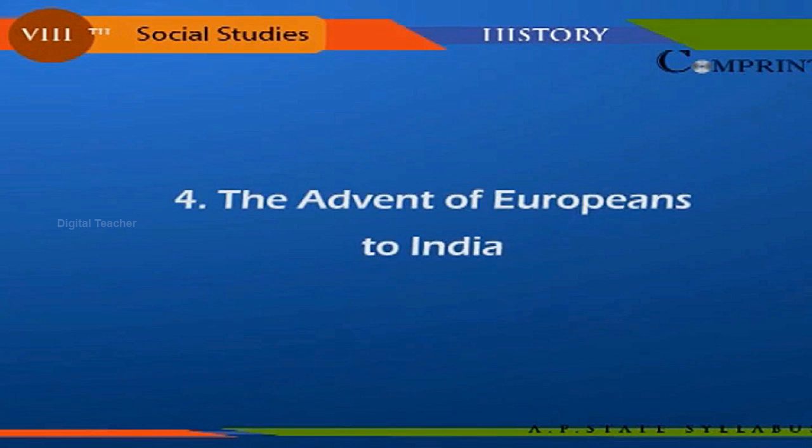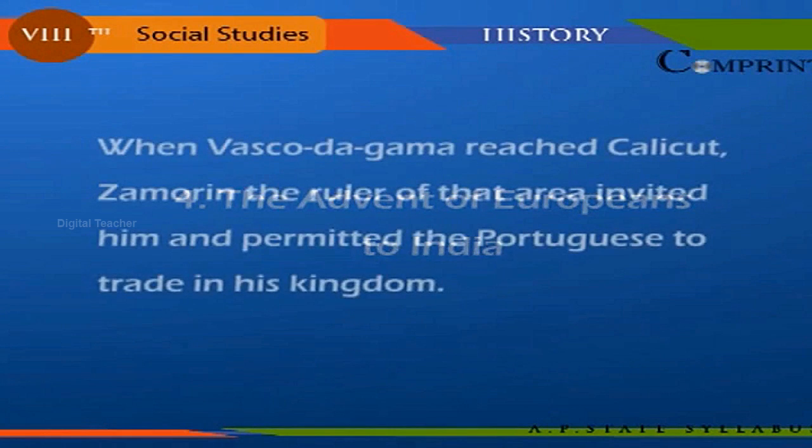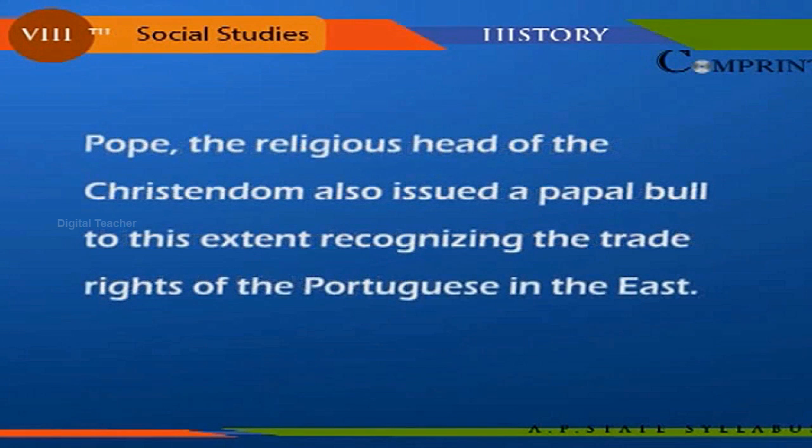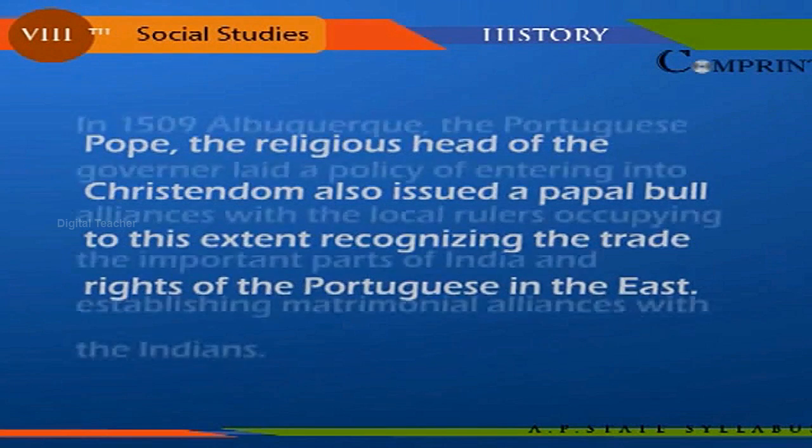The advent of Europeans to India. When Vasco da Gama reached Calicut, Jamorin, the ruler of that area, invited him and permitted the Portuguese to trade in his kingdom. The Pope, the religious head of the Christendom, also issued a papal bull to this effect, recognizing the trade rights of the Portuguese in the East.